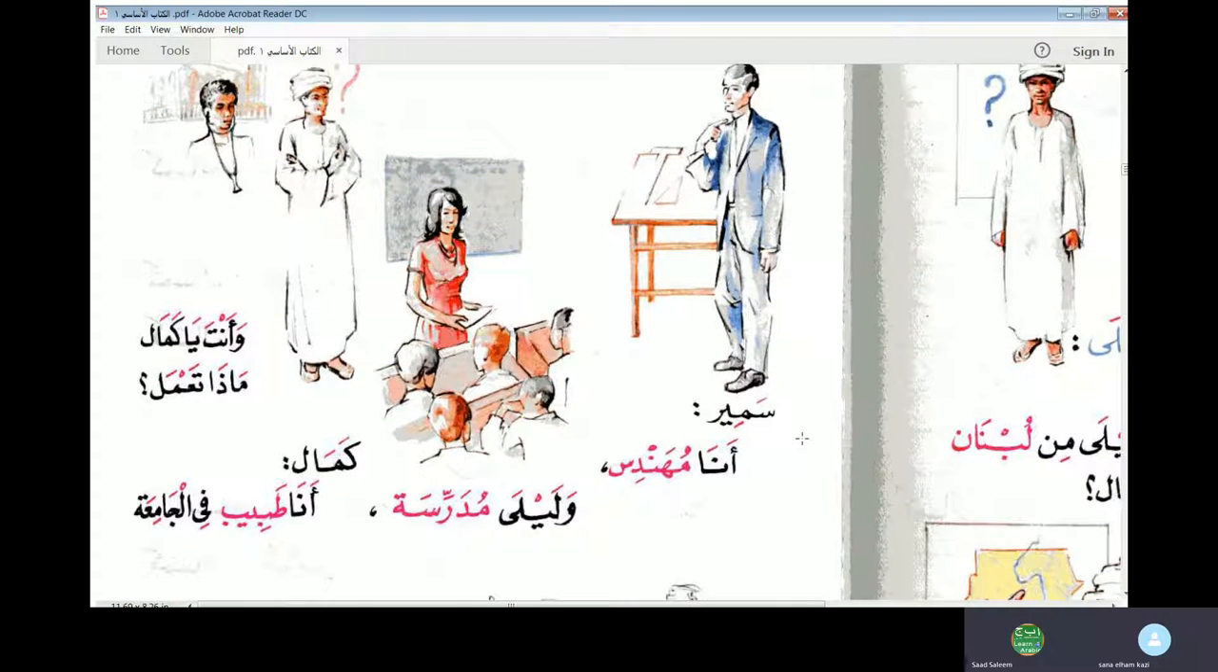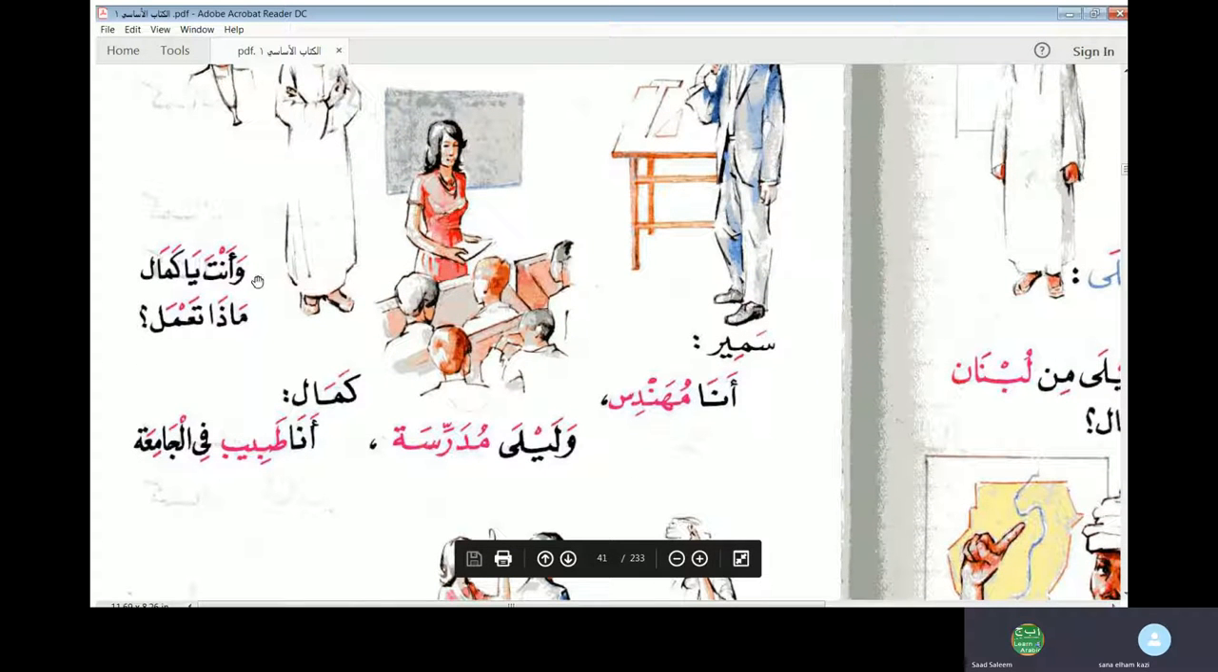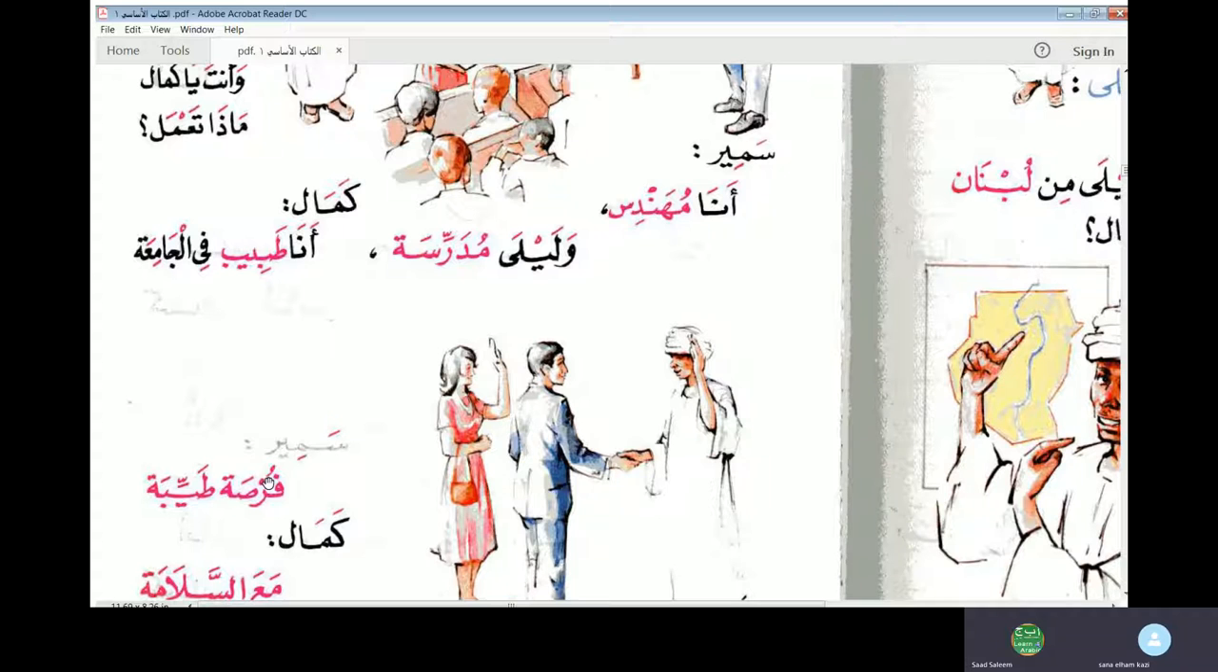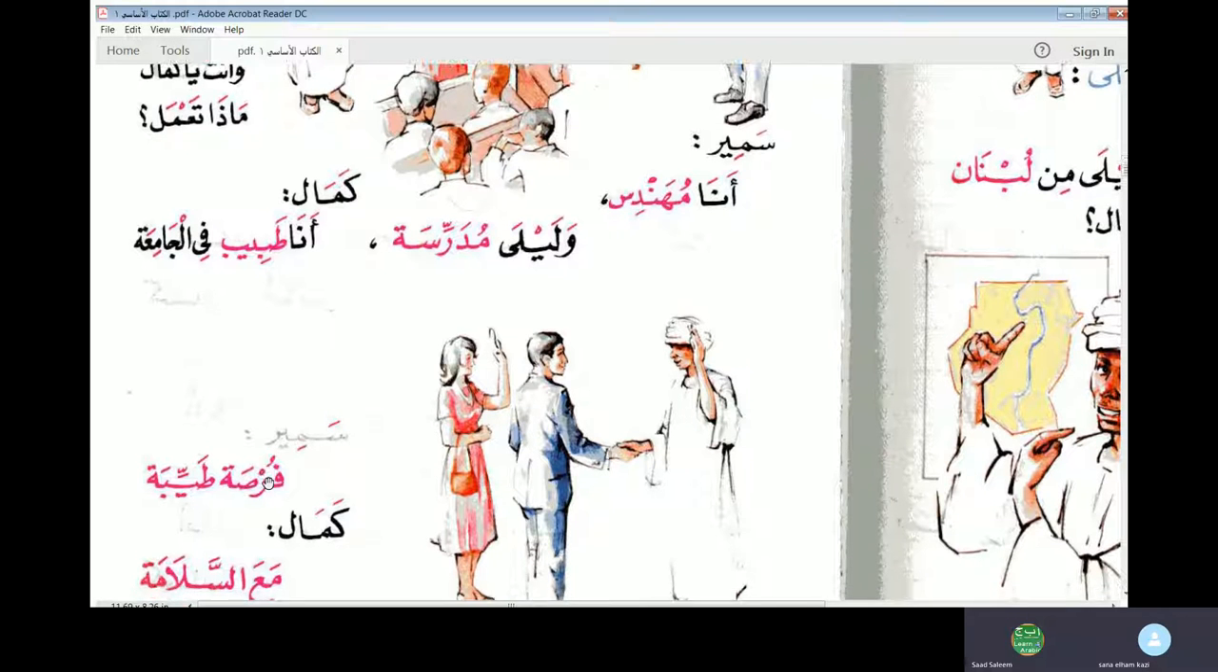Samir: Ana Muhandisun. I am an engineer. Wa Layla Mudarrisatun. And Layla is a teacher. Kamal is saying... Then they're asking, وَأَنْتَ يَا كَمَالْ مَاذَا تَعْمَلُ, and you, O Kamal, what do you work as? Kamal: أَنَا طَبِيبٌ فِي الْجَامِعَةِ, I'm a doctor in the university.